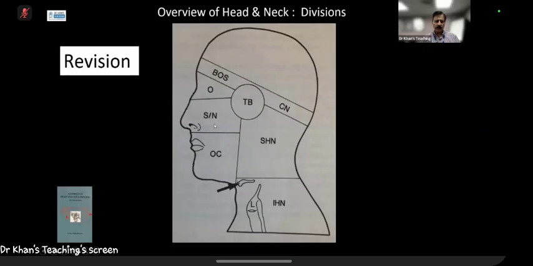Sinonasal, paranasal sinuses, and the oral cavity. And the last session is going to be the neck, which includes the suprahyoid neck and the infrahyoid neck, in which larynx will be specially covered. This will be next week.